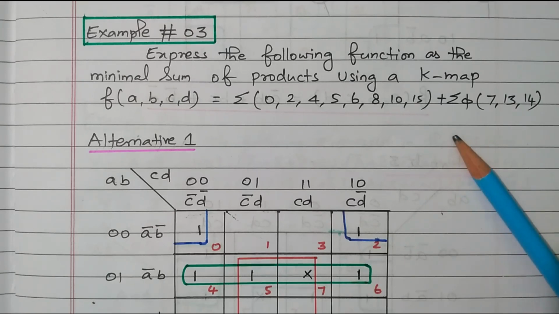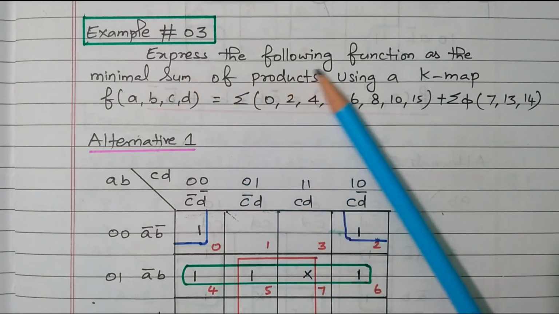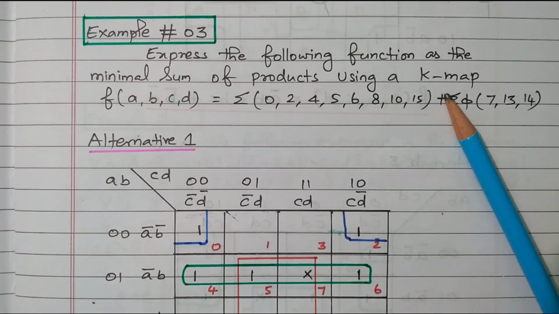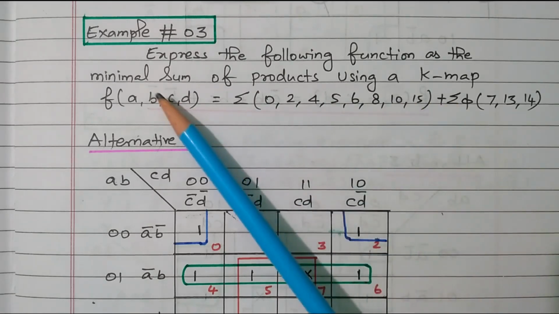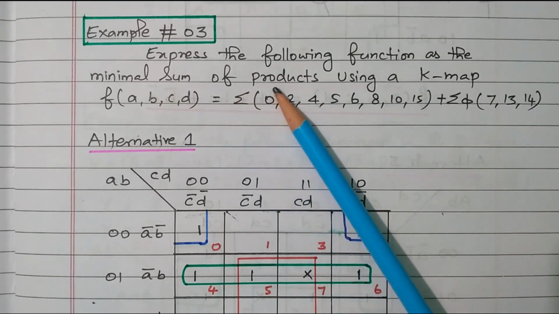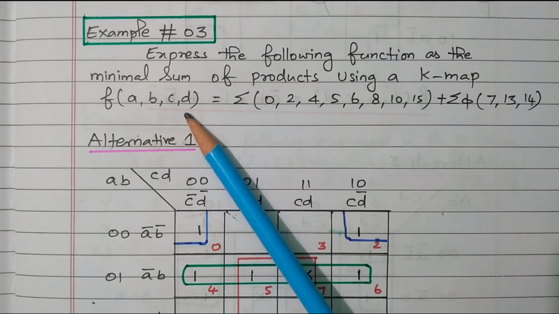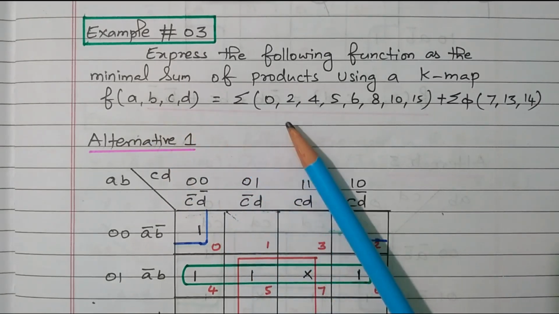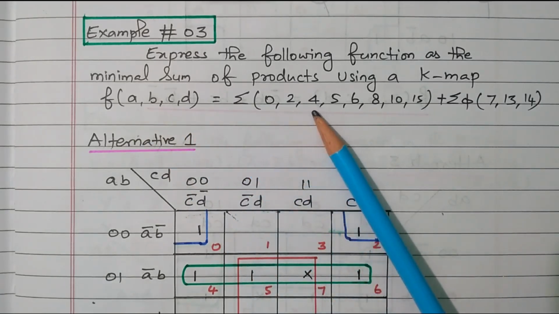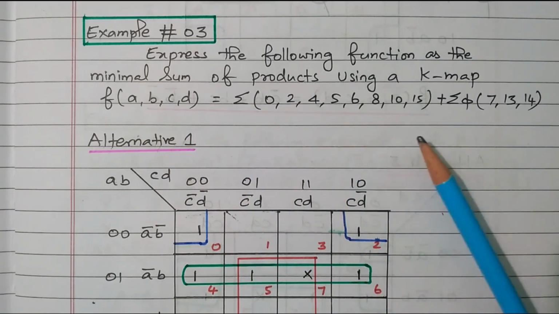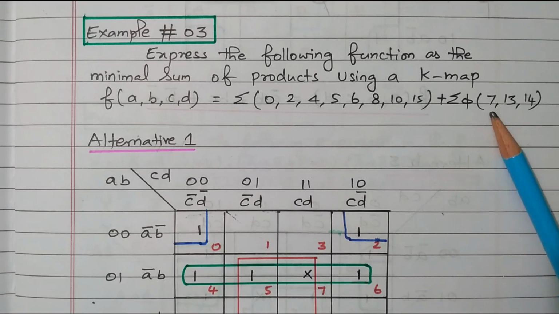Now we'll go to the topic. Express the following function as the minimal sum of product using K map. We need to minimize this Boolean expression with a minimum sum of products. The given function is f of A, B, C, D equal to sum of min terms 0, 2, 4, 5, 6, 8, 10 and 15. Then the don't care conditions are 7, 13 and 14.